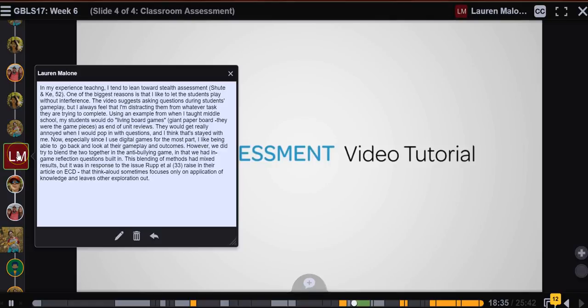But I did pick this one just because I was able to. I mean, for this one, I just cited Shute and Ke for stealth assessment, but I did bring in some stuff that the video talks about, and I also brought in an issue that I think Roop et al. brings. My response was sort of a very condensed response to them. So that was why I picked this one.